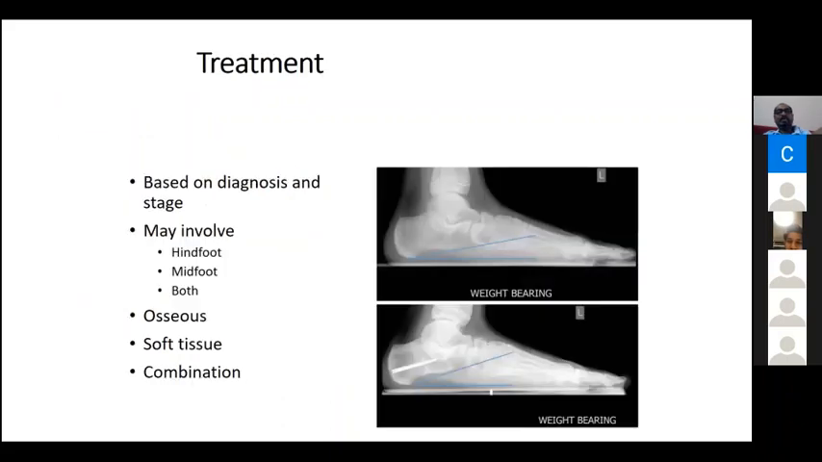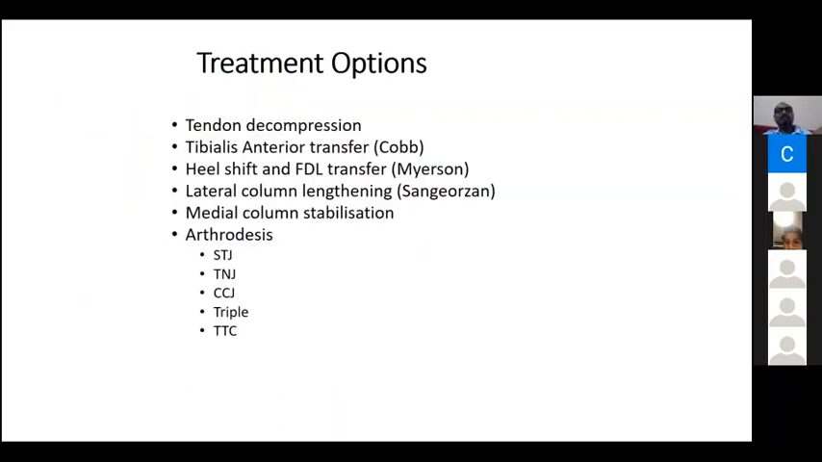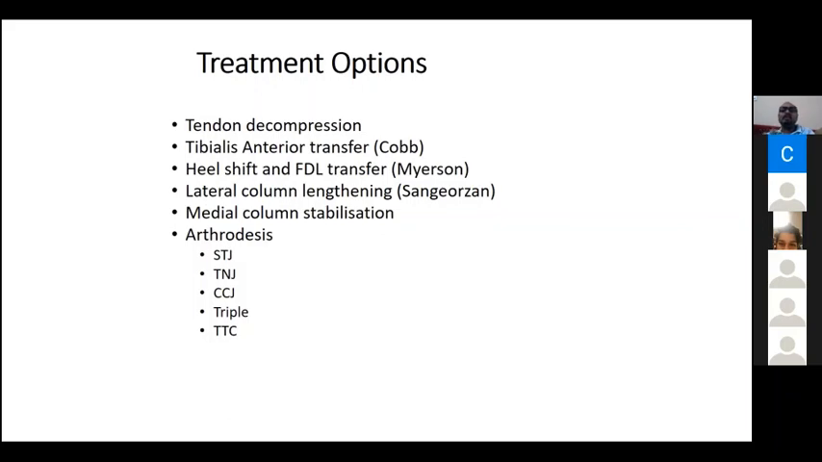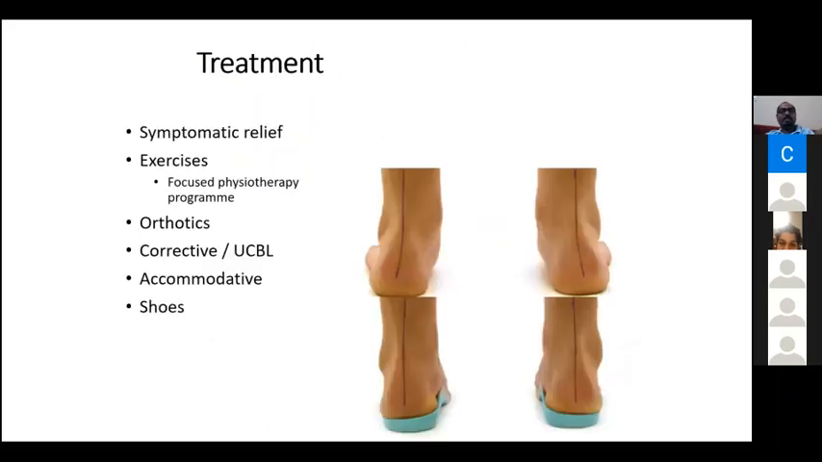Okay, I don't think you are asked at your level about the treatment part, but depending upon the stages, there are different types of treatment, and ultimately you do an arthrodesis if it becomes a rigid thing, right?